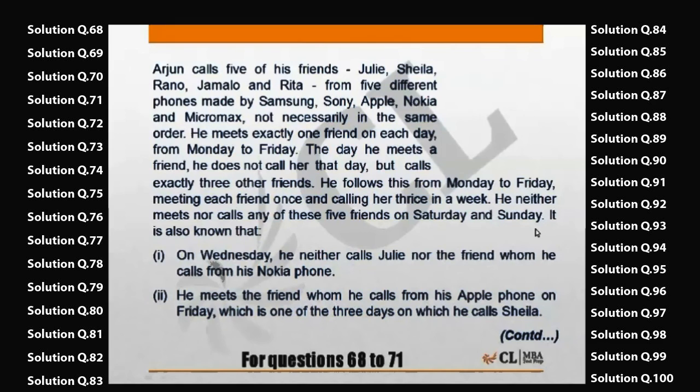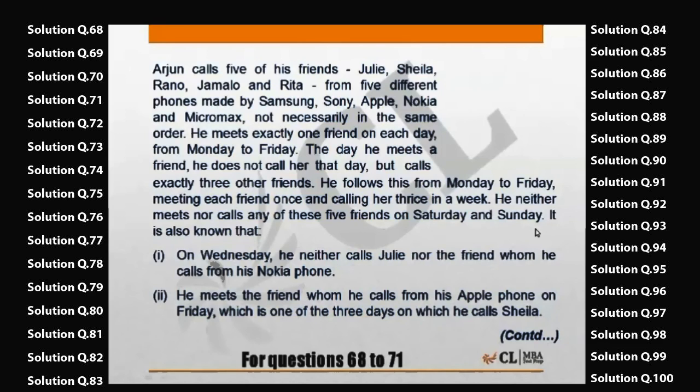That means in all, every day he calls 3 friends, meets another 4th friend, and does not call or meet the 5th friend. Also, it is mentioned that he neither calls or meets any of these 5 friends on Saturday or Sunday. So we can say that every day he makes 3 calls and each friend is called thrice in a week. Now, to solve this question, we'll prepare a table where we will know when he will meet which friend and which he will call.